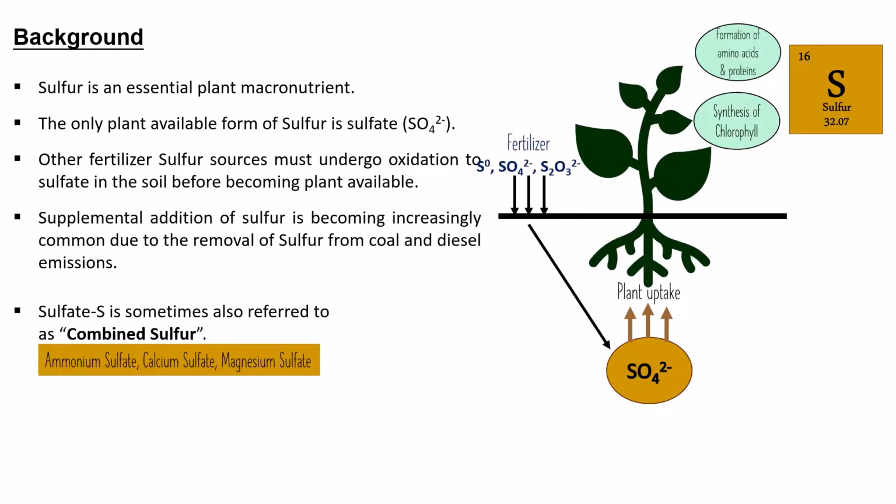Sulfate-sulfur is sometimes also referred to as combined sulfur, since sulfate is often combined with other nutrients, such as ammonia, calcium, magnesium, and other nutrients or elements. Elemental sulfur is sometimes also referred to as free sulfur, since it's not combined with anything other than itself, and is therefore free of any other nutrients or elements.